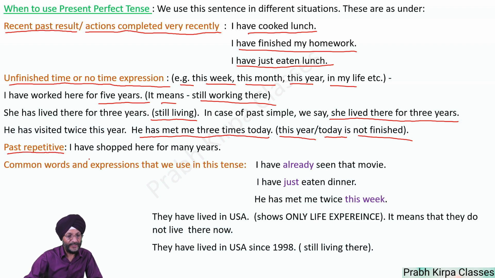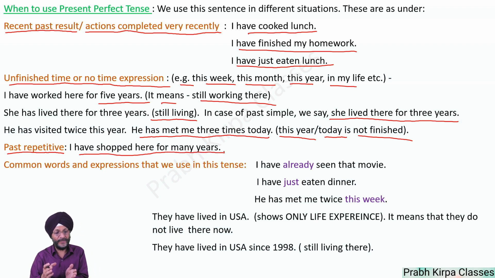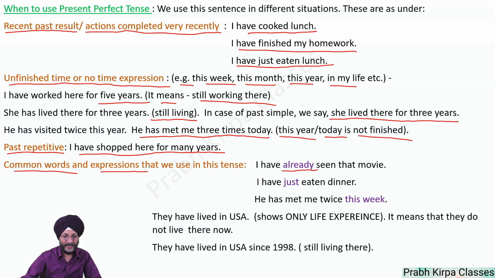Past repetitive. I have shopped here for many years. When I have been shopping from a particular shop for many years, we use the present perfect tense and it becomes: I have shopped here for many years. There are certain common words and expressions that we use in this sentence. For example, I have already seen that movie. I have just eaten dinner. He has met me twice this week.